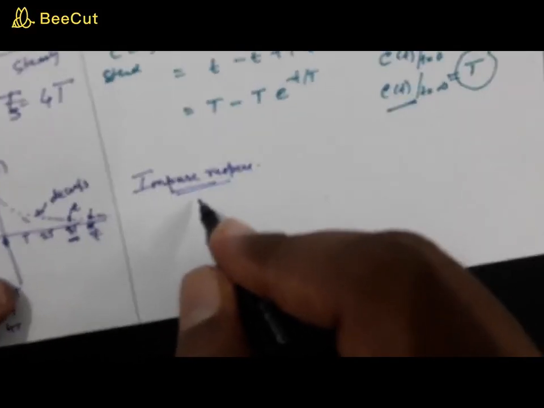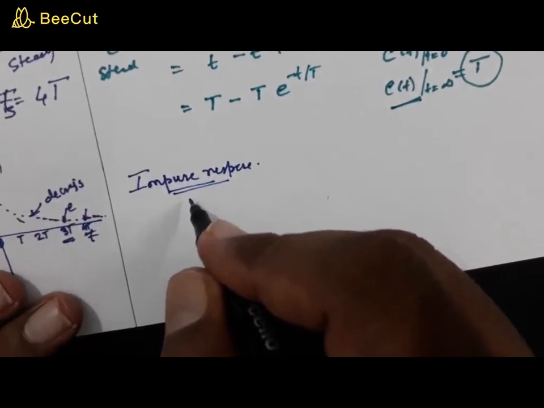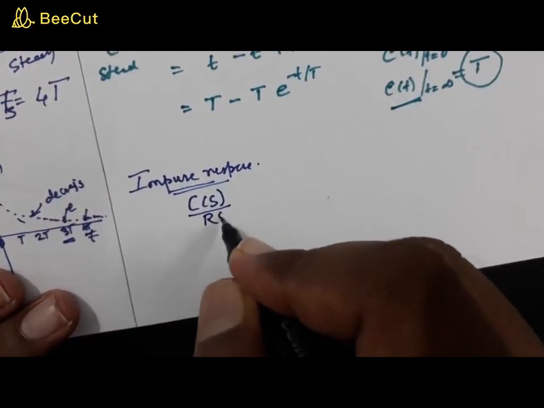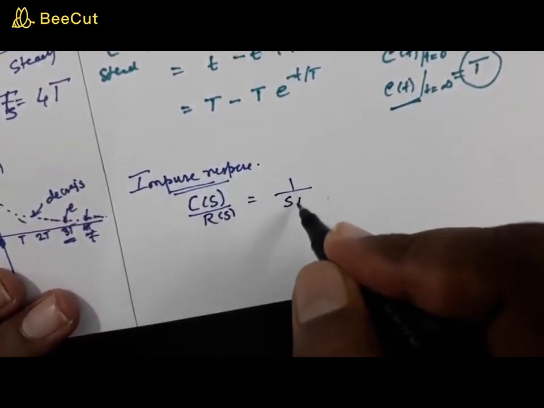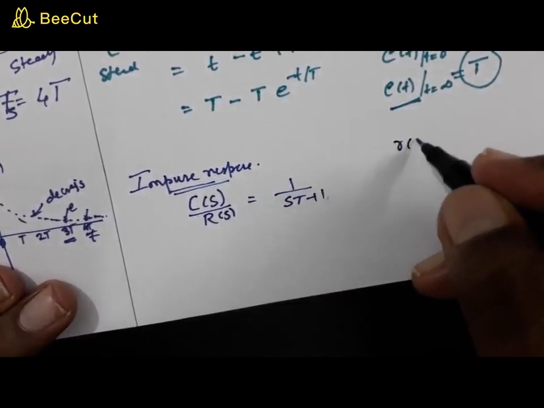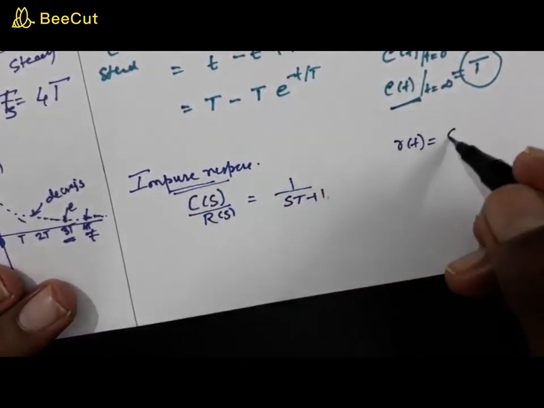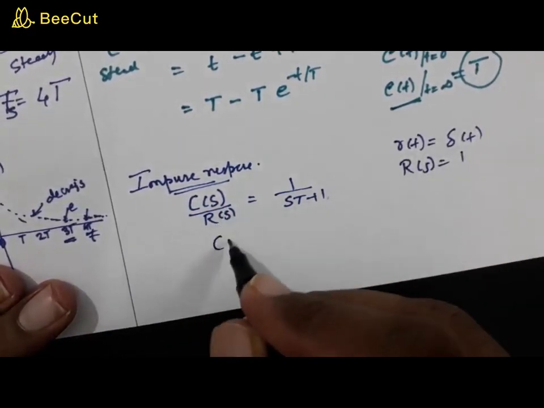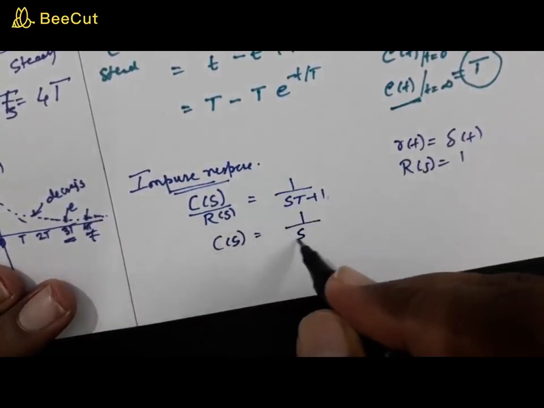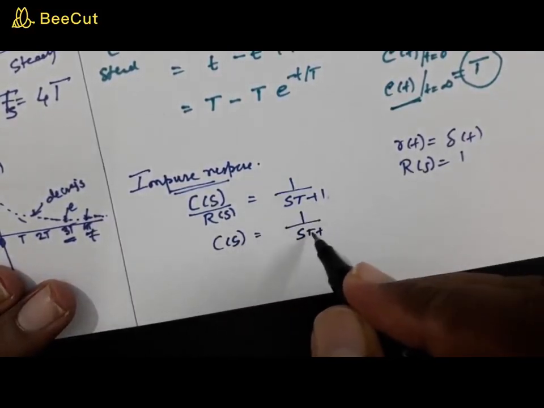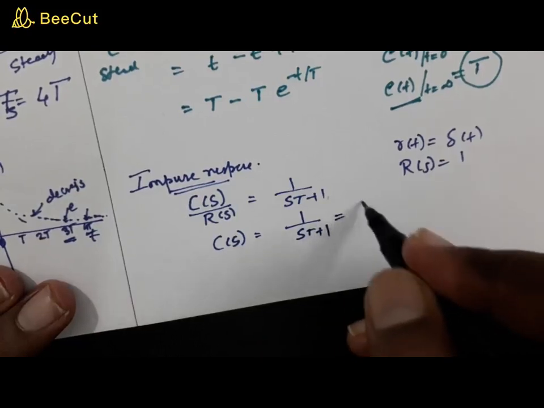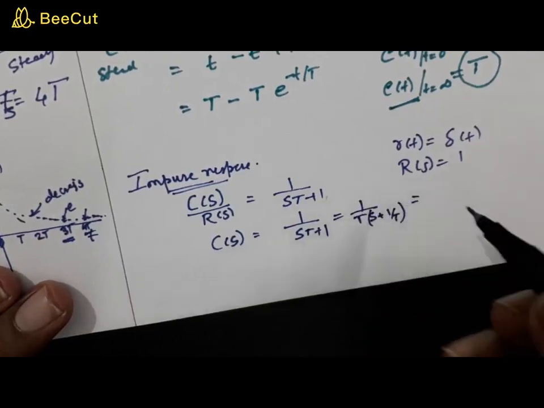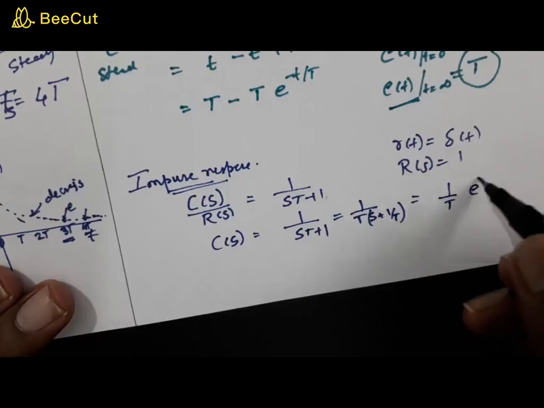Now coming to the impulse response, I'm going a bit fast right now. So C of S by R of S is equal to 1 by ST plus 1. Since it is an impulse response, R of T is del of T. What is R of S? R of S is equal to 1. So substituting R of S to be 1, you will get 1 by ST plus 1. You can take this T outside, so this will be 1 by T into 1 by S plus 1 by T. Okay, so this will be 1 by T e raised to minus t by T.